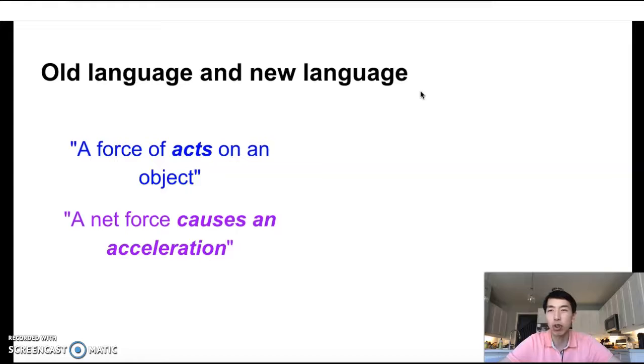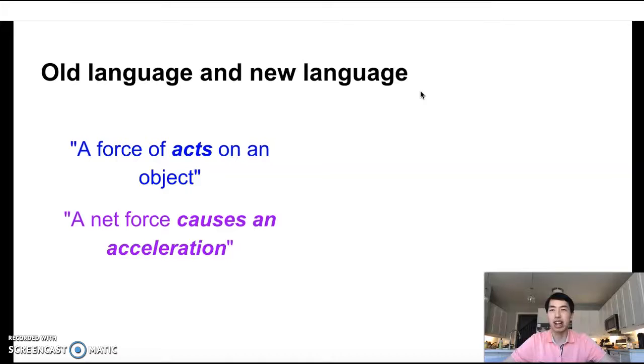I call it old language. In the past, we've said that a force acts on an object. So gravity acts on an object downwards. Normal force acts on an object perpendicular to the surface. An applied force acts on an object or pushes on an object. So we've used that language before.